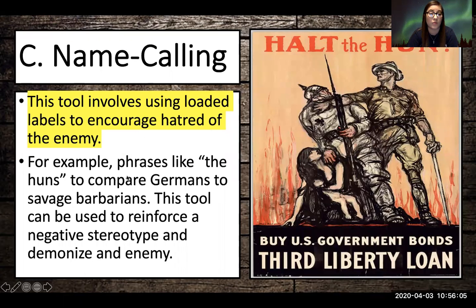Next, we have name calling. This tool involves using loaded labels to encourage hatred of the enemy. For example, phrases like the Hun. You see this poster on the right says, halt the Hun. The Hun was used to compare Germans to savage barbarians. This tool can be used to reinforce a negative stereotype and demonize the enemy. You can see here, halt the Hun, buy U.S. government bonds, Third Liberty Loan.